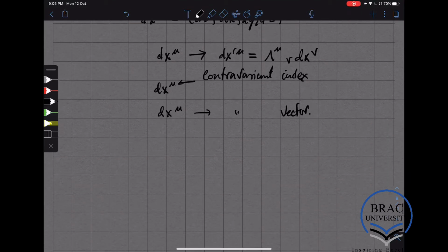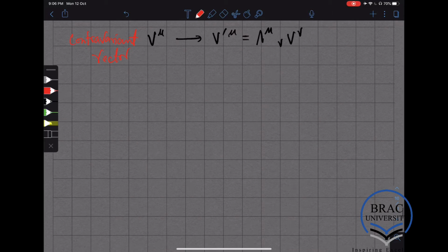So any vector, such as say v of mu, it doesn't have to be the difference between two events, that transforms under a Lorentz transformation in this way is called a contravariant vector. So next, we define what is a covariant vector. So what is a covariant vector?